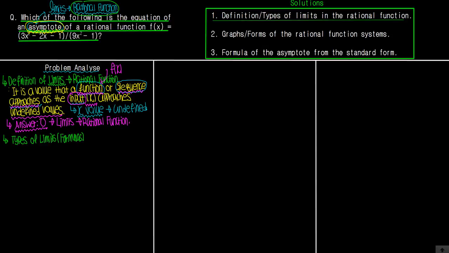There are two cases in the types of limits in a rational function, and the formulas are all exactly similar. The first formula is when the limit of our x value approaches some specific value, which we'll call c, of f of x. What does this value turn out to be? It will show a function, and we'll explain why this value shows a function.